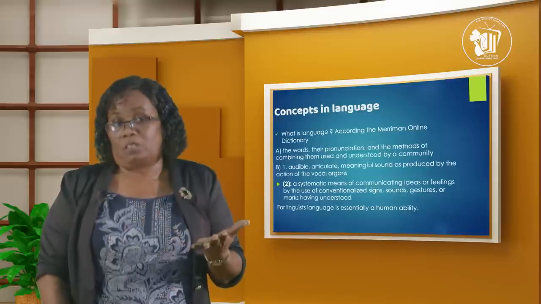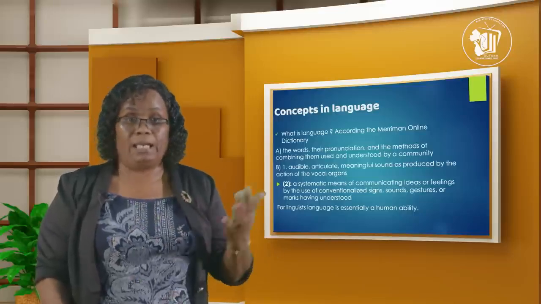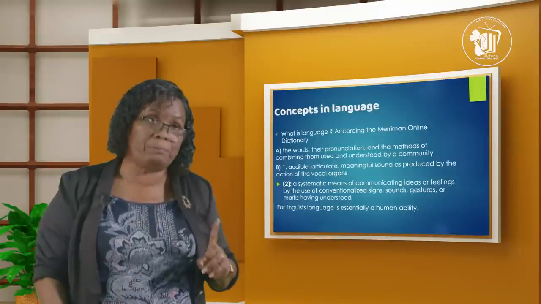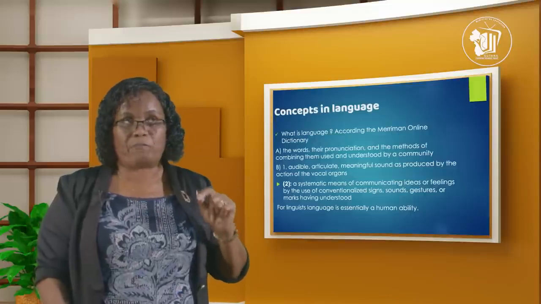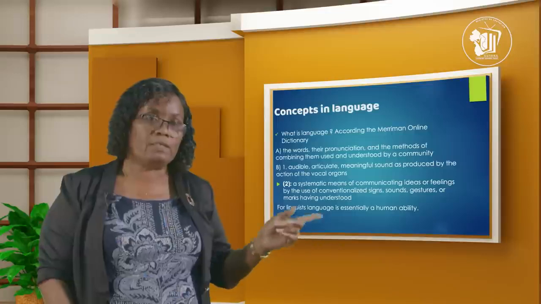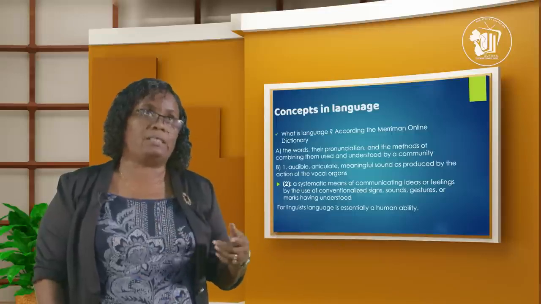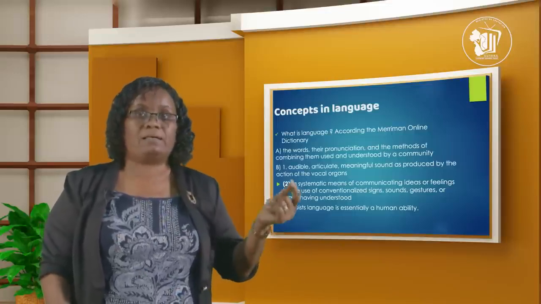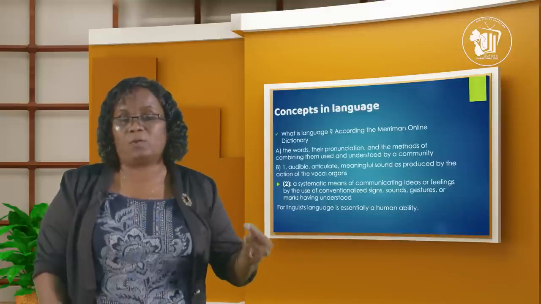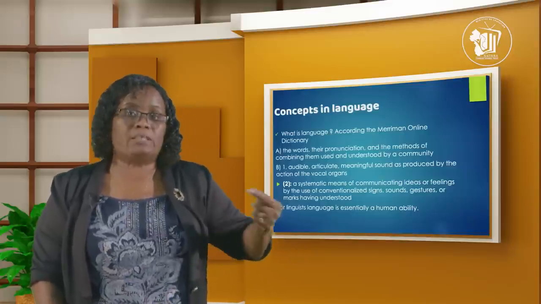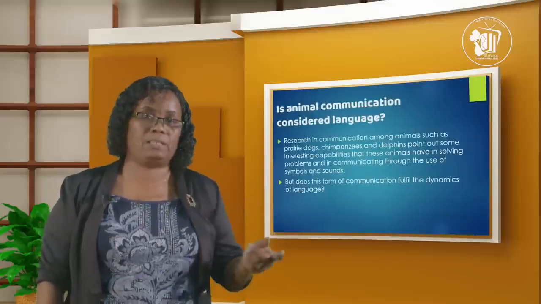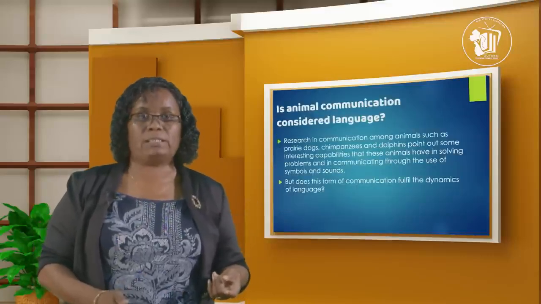So the conclusion of this is that linguists believe that language is essentially a human ability. And there is one other definition, besides these two that you have, that tells us that it's a systemic approach that is unique to humans, or unique to man. Now let's question that. Let's see, why is it unique to man?